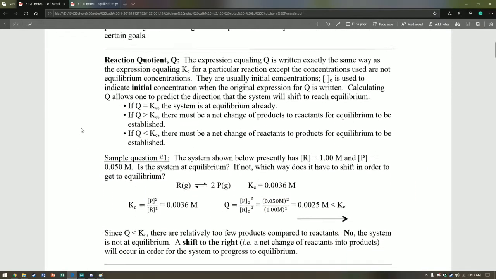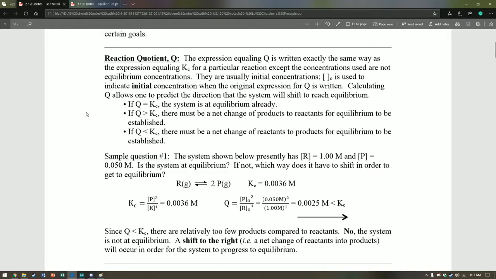Now before we discuss this principle in action, let's discuss something called the reaction quotient. It's essentially the same thing as Kc, but not at equilibrium. The reaction quotient is written the same way as Kc. It's calculated the same way, and you'll note that if Q is equal to Kc, the system is at equilibrium. If it's larger than Kc, then there must be a net change of products to reactants, and if it's smaller, the inverse is true, that you must be changing from reactants to products.